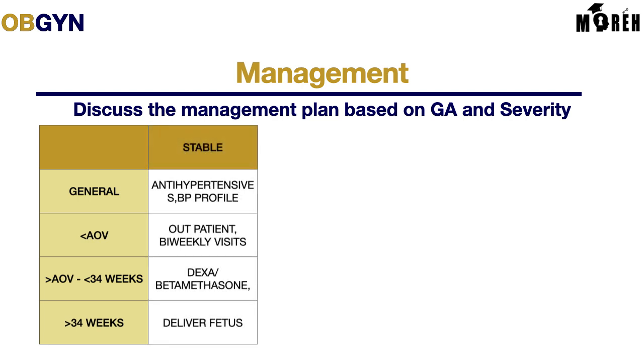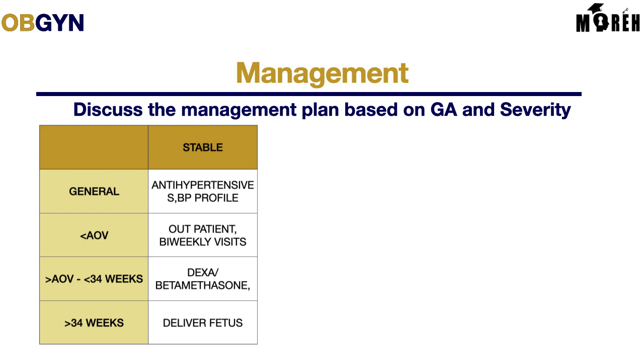So we're going to start with a stable patient. In this case, we're saying the blood pressure is anywhere between 140 to 145 over 90 to 95, with no signs of severe symptoms of hypertension in pregnancy. What you want to do is start this patient on antihypertensives to control the BP. We're going to do a BP profile.